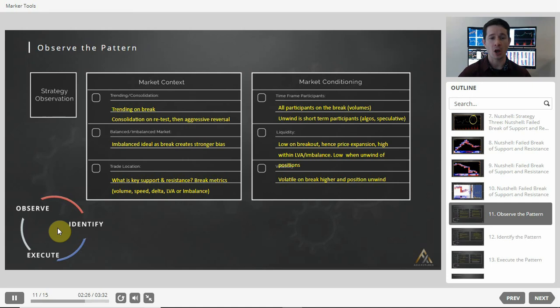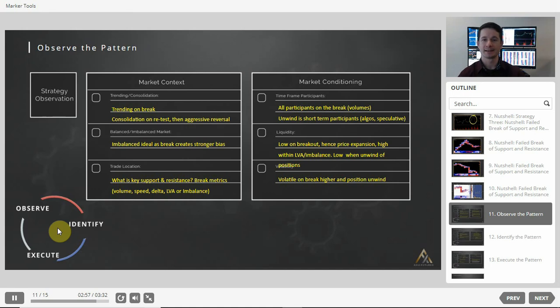In terms of market conditioning, the types of time frame participants, ideally we need initiative. We need all the participants on the break. That's what creates the heightened volume and aggressive nature of the break. Then obviously once we get the unwind, do note it's not so much the longer time frame participants, but rather the short term and speculative participants. Note those speculative participants include algorithms as well as obviously your speculative participants.